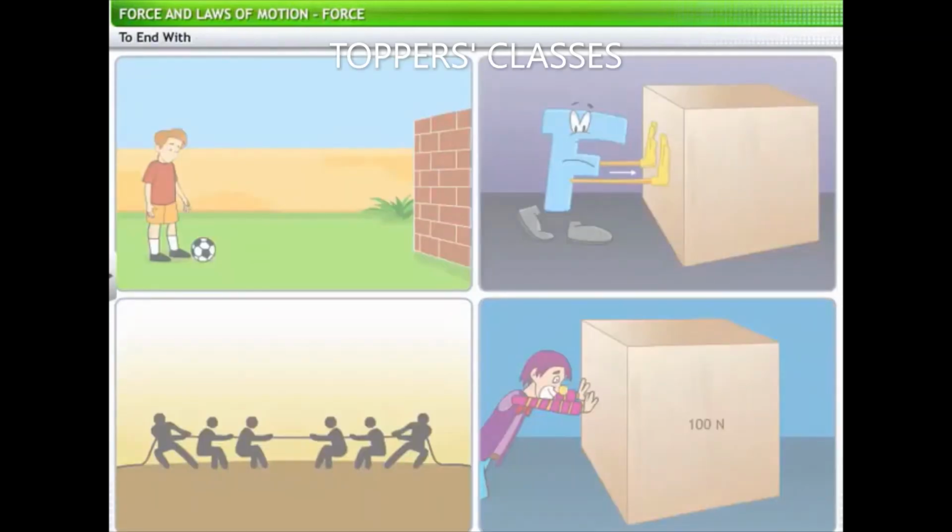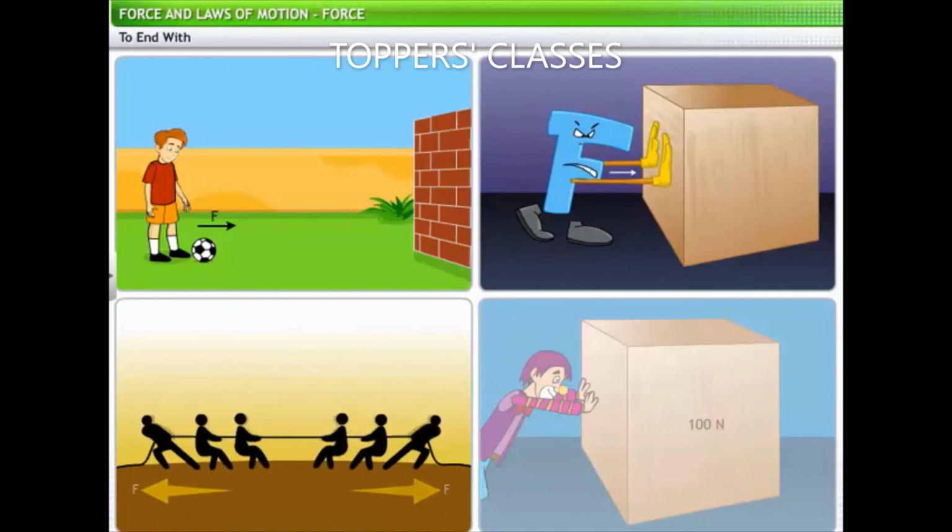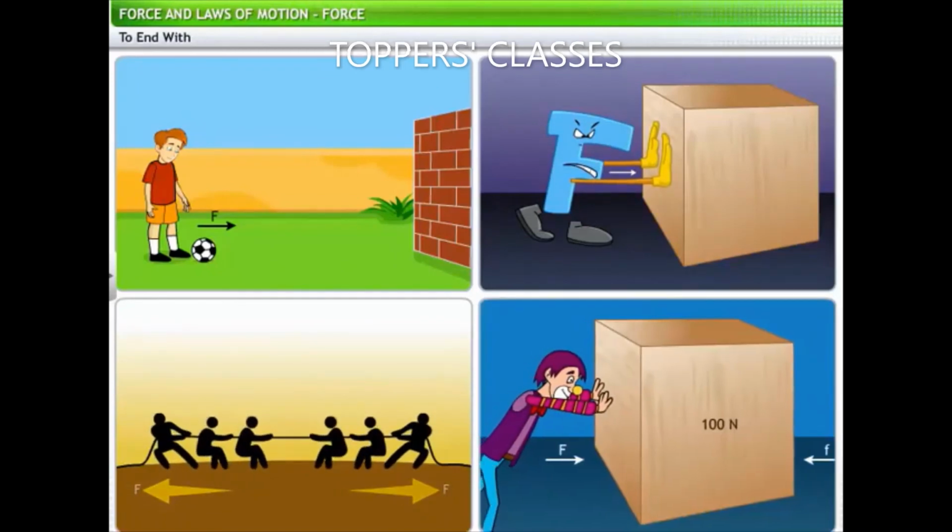This brings us to the end of this lesson on forces. In this lesson, you have learned about effects of forces, characteristics of forces, balanced and unbalanced forces, and friction.